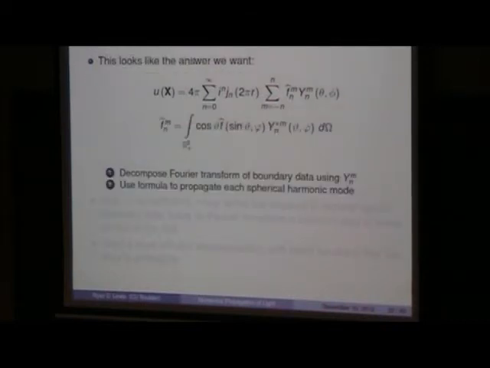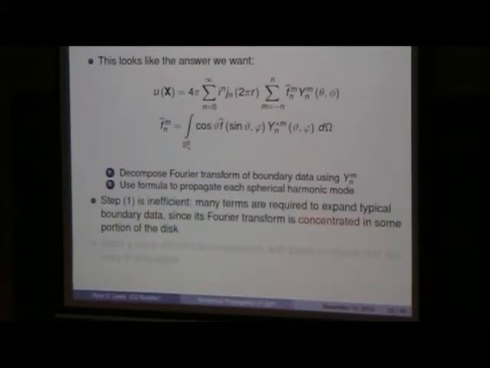So that looks like the perfect answer to this problem. It kind of suggests a two-step algorithm. Step one is you take your boundary data, expand it using the spherical harmonics, and then step two is you just use that top formula there to propagate each spherical mode by evaluating the spherical Bessel function.